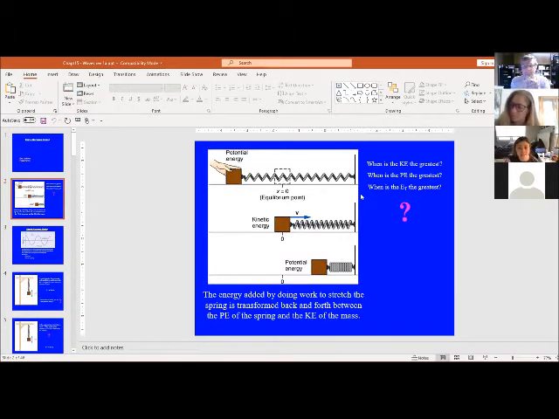I guess in the top and the bottom slide. Yeah. Okay. When the spring is stretched the most, and when the spring is compressed the most. So the top and the bottom. Again, very good. And then final question, when is the total energy the greatest?